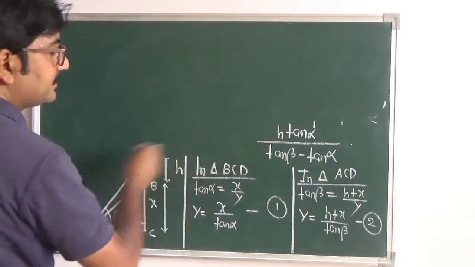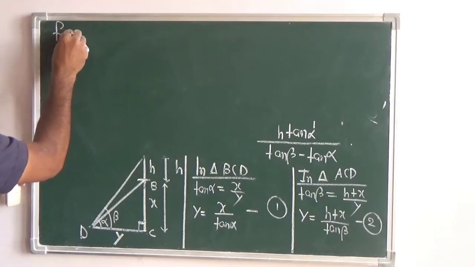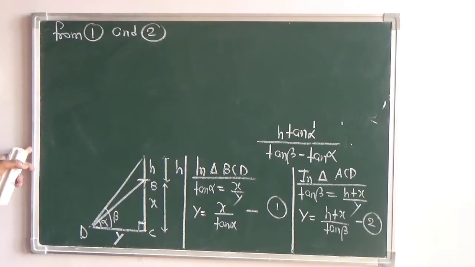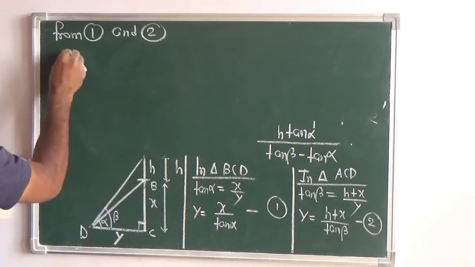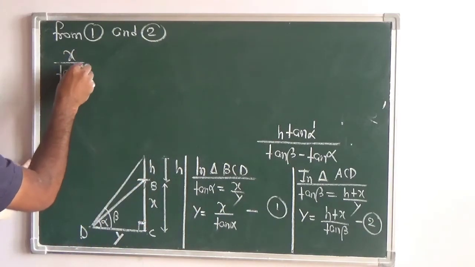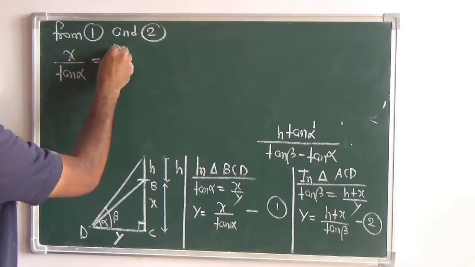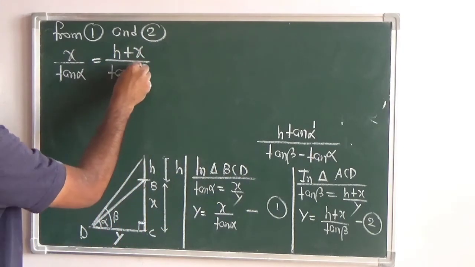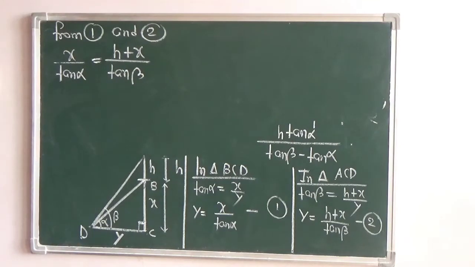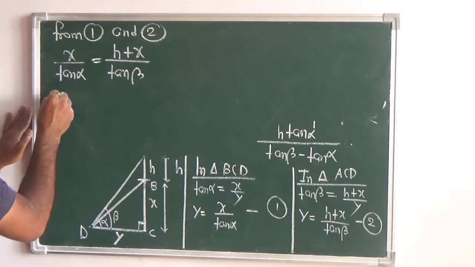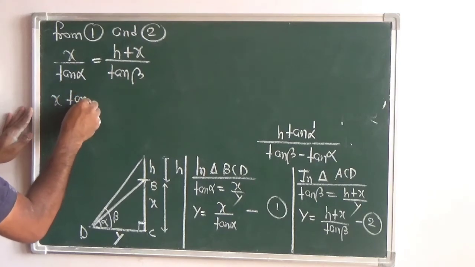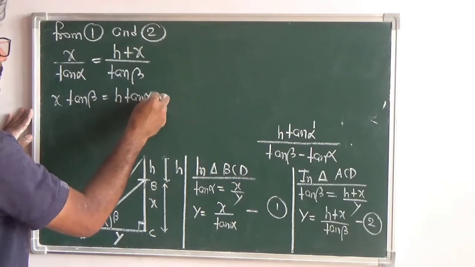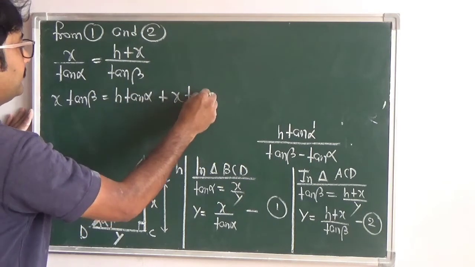we have to get this. So from 1 and 2 we have x by tan alpha is equal to h plus x by tan beta. We have to find x. So let us eliminate y from these two. So we have x into tan beta equals h tan alpha plus x tan alpha.